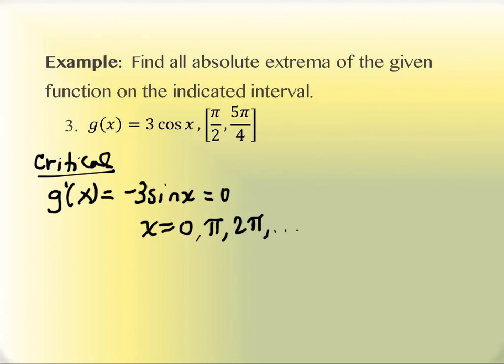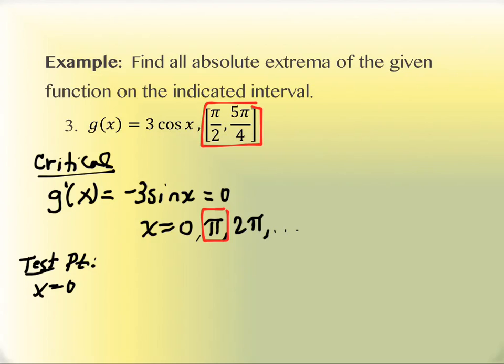Now, we don't need to test all of those values, do we? Just one. We are concerned with this interval, pi halves to 5 pi over 4. So the only values we test are the values within the interval we're looking at, and there's only one of them. What is it, Blaine? Pi. So this is a test point, when x equals 0.